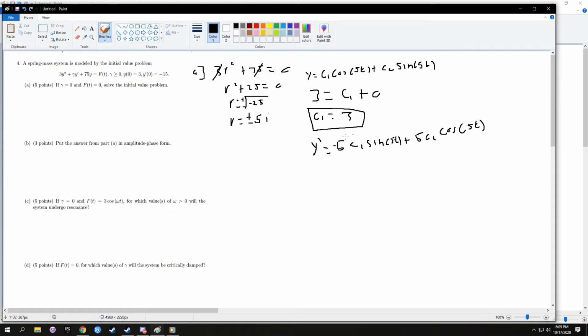Evaluate this at 0 and negative 15, so this becomes negative 15. I'm going to plug in 0 for each. I know this constant's 3, but I really don't need it because this all goes to 0, so this goes away. Cosine of 0 is now going to be 1, so this will equal 5c2. Negative 15 divided by 5 is negative 3, so c2 equals negative 3. That's all they want, so my answer will be y equals 3 cosine of 5t minus 3 sine of 5t.